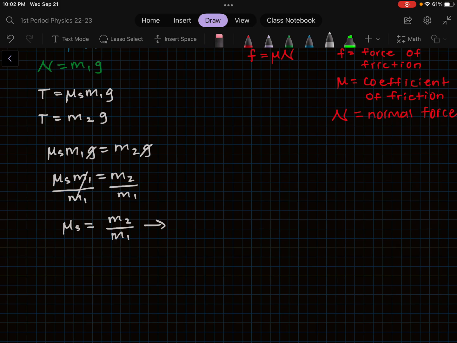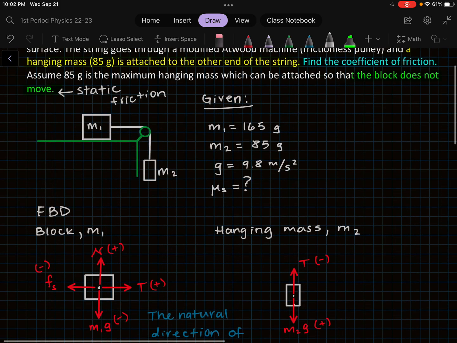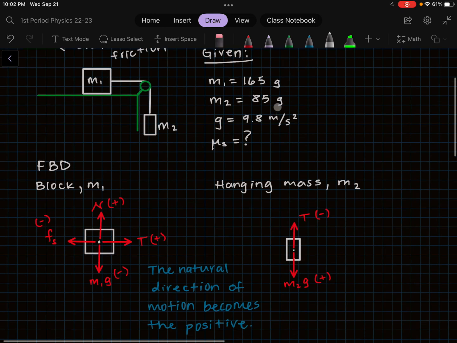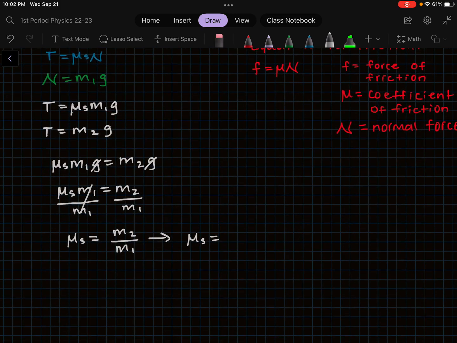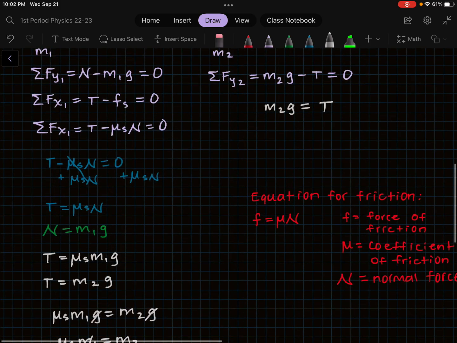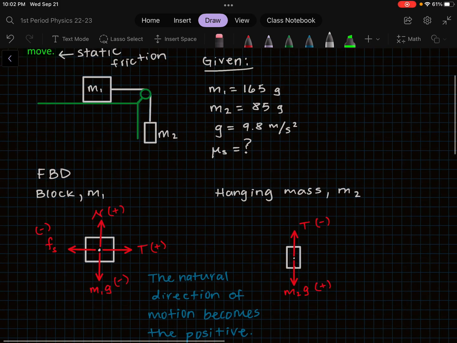Let's substitute our numbers, and the coefficient of static friction is equal to mass 2, which was 85 grams. Now, in this case, some of you are thinking we have to convert it to kilograms, and I could do that, of course. I don't have to because both my numbers are in grams, so the units will cancel, right? Because if I convert this into kilograms and then convert the 165 into kilograms, in fact, I'm going to do it just to show you. I'm going to get the same number, okay? Now, if it makes you feel better, you can convert it into kilograms. In fact, I encourage you to do that. In this case, I'm going to do it for sake of time, but I could do.